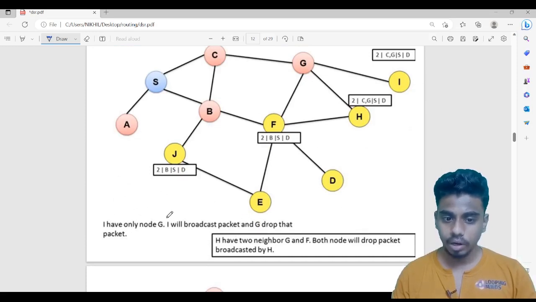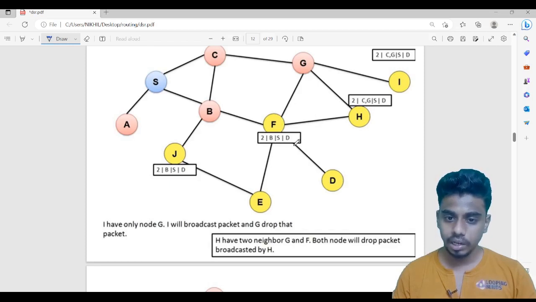I have only one node. Okay, this one G. Again, if it is sent here, this will be again discarded. Again, if H will send to this one, this one will be discarded. This one also will be discarded because it has multiple packets with the same ID. Now we are left with F and J.